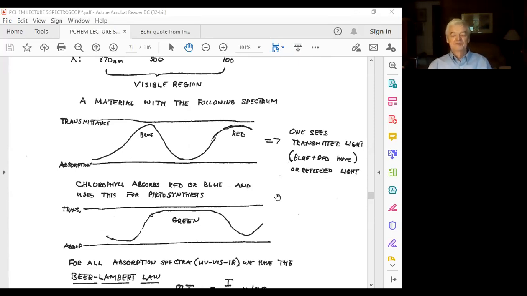I didn't set up showing you the absorption spectrum of chlorophyll, and rather than waste your time by my looking at it, I just wanted to point out here, this is roughly what the absorption spectrum of chlorophyll looks like. It absorbs light in the red or blue regions, but it does not absorb light in the green region. So this is why plants are green.